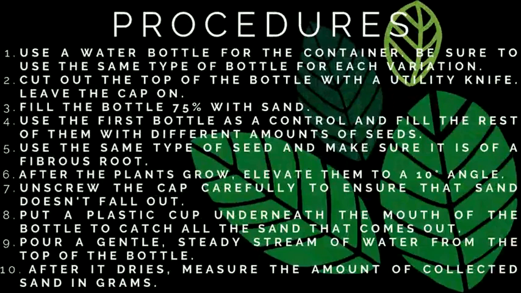Use the first bottle as a control and fill the rest of them with different amounts of seeds. Use the same type of seed and make sure it is of a fibrous root. I used wheatgrass seeds for mine. After the plants grow, elevate them to a 10-degree angle.